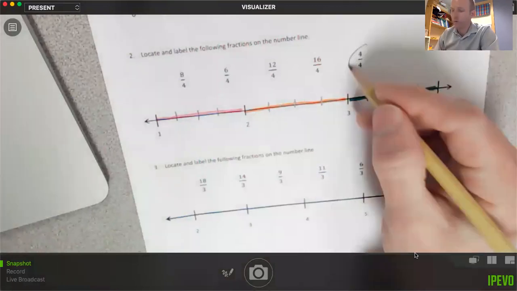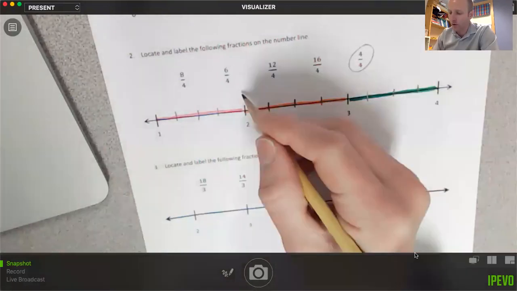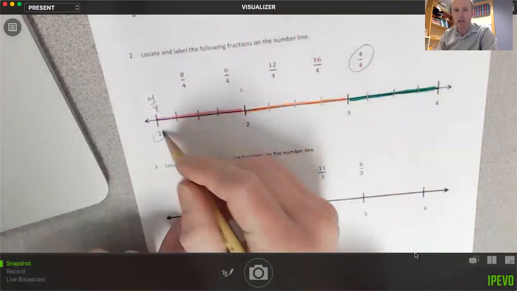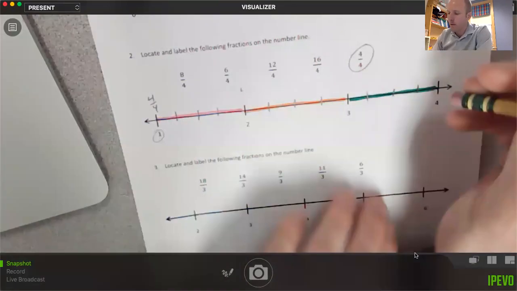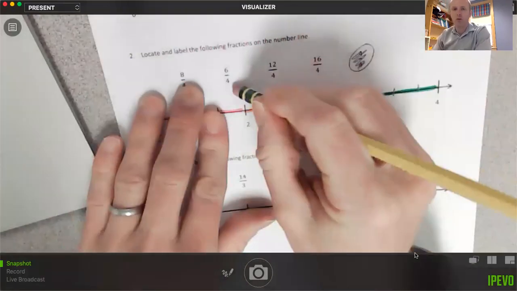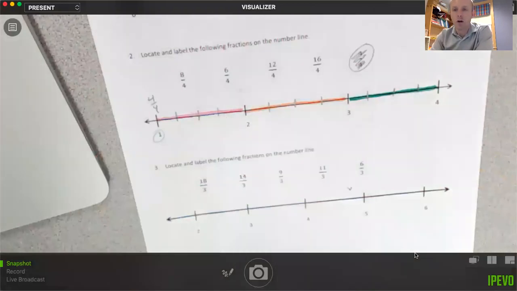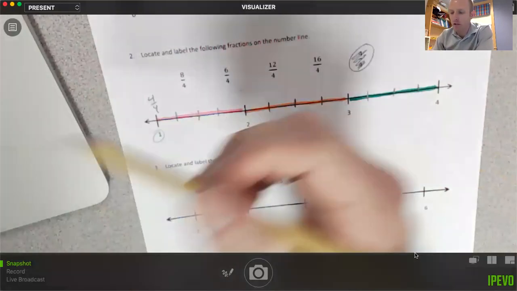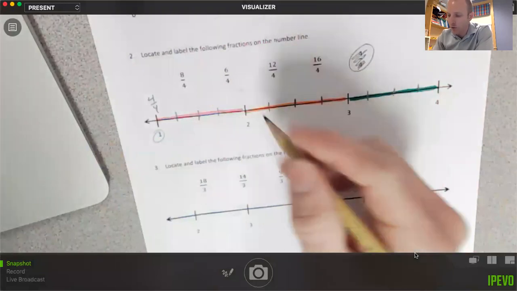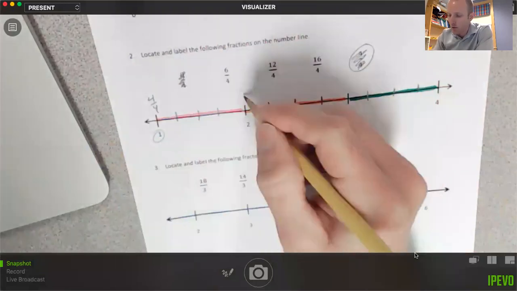I'm going to look for an easy one first, 4 fourths. Oh, that goes here, 4 fourths. Notice we didn't start at 0 this time, we started at 1. And then I'm going to look for other multiples of 4, meaning 4 times some number equals the numerator. So like I know 4 times 2 equals 8. So this one has to go here. 4 times 2 is 8 over 4.